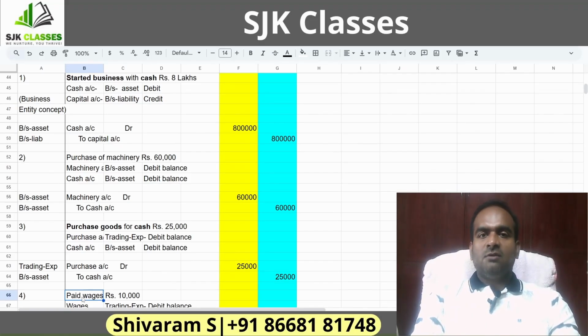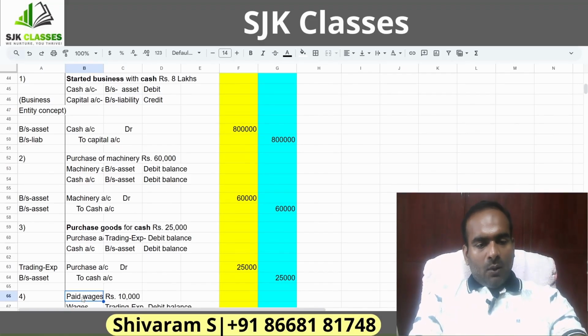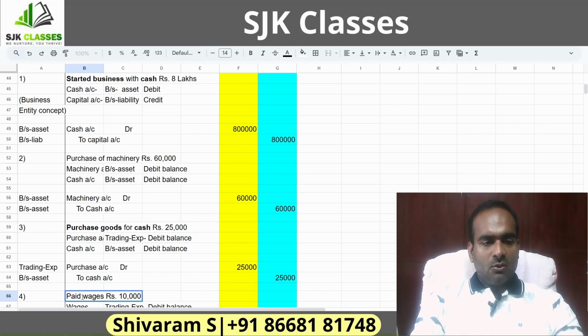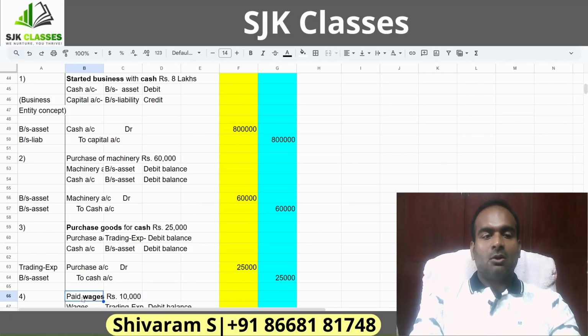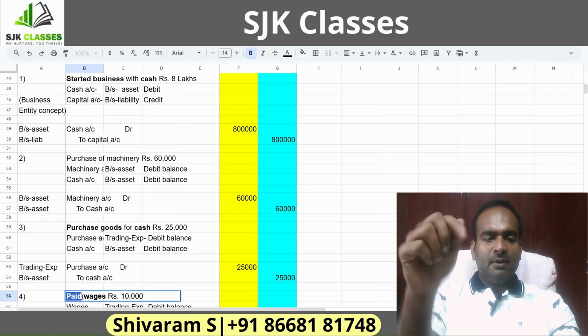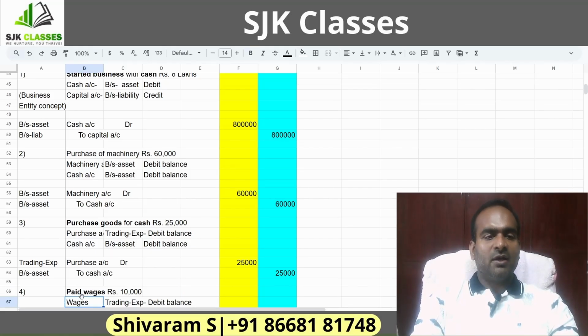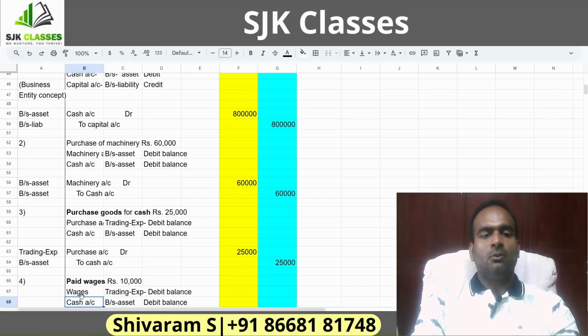Now what are the accounts involved here? One account is, I'm paying wages, right? So one account should obviously be the wages account. And what is the other account? Cash account, because after seeing which word are we bringing in cash? Paid. After seeing the word paid, I am bringing in cash account. So the two accounts involved here are wages account and cash account.